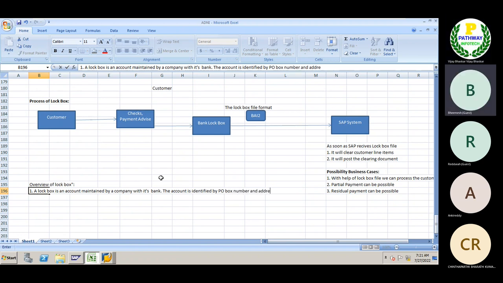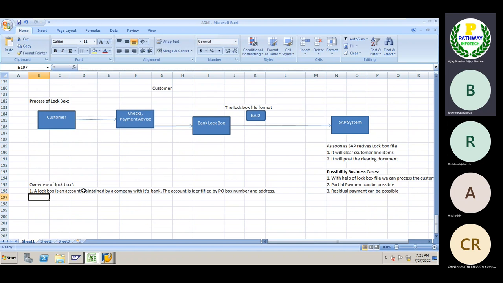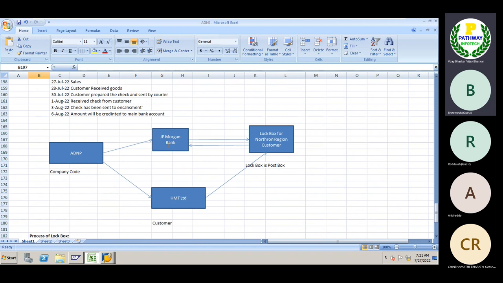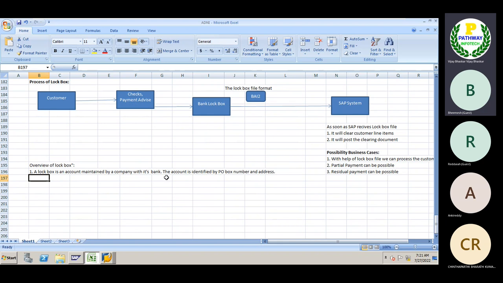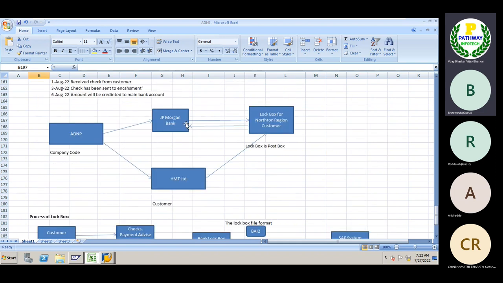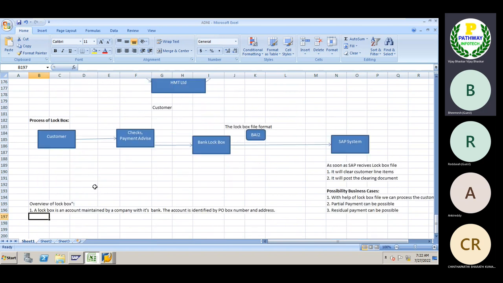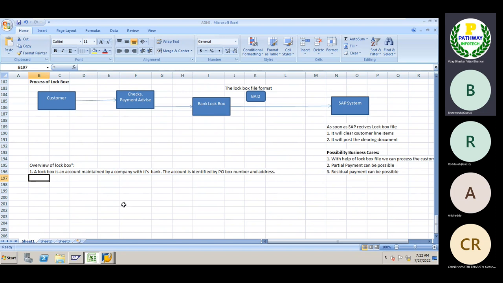So here the meaning is, a lockbox is an account maintained by the company with a bank account, where we give instructions to the bank. We have the bank account with JP Morgan, and we have informed the bank, please maintain a lockbox for so and so customers. The lockbox identification number and address will be with the bank, meaning the area where they have set up the lockbox. The bank will provide the lockbox number to our organization, and we have to set up that lockbox number in the SAP system. Remember, we have to set up that lockbox number into the SAP system.